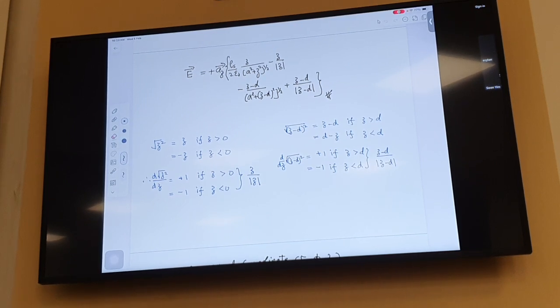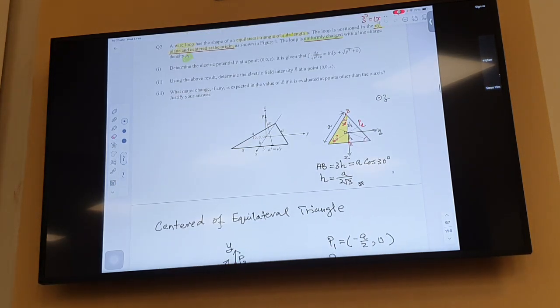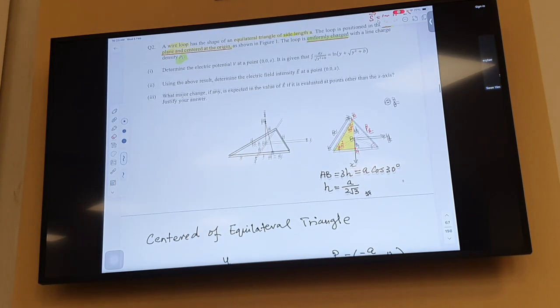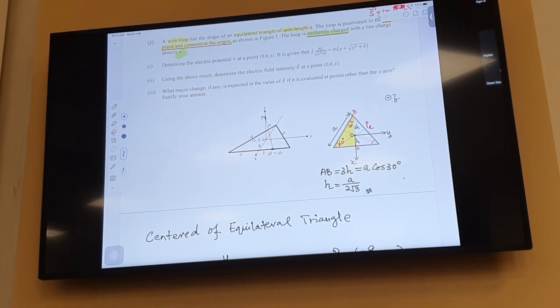Next question. Okay, a wire loop, question 2. Wire loop means that the charge is along the wire, means rho L dl. The wire loop has the shape of an equilateral triangle of side length A. I usually hate to do 3D, very difficult to view.